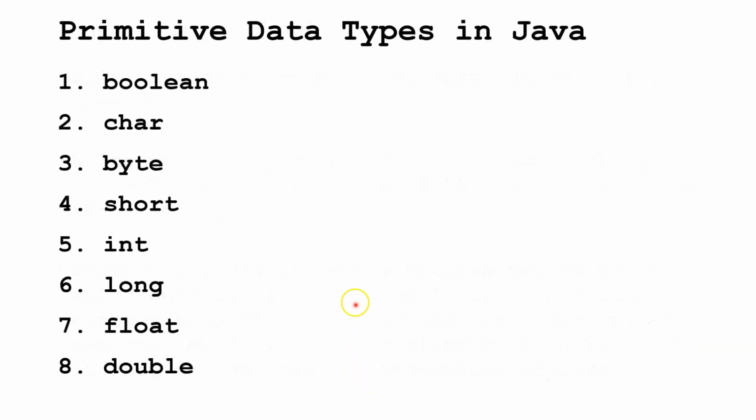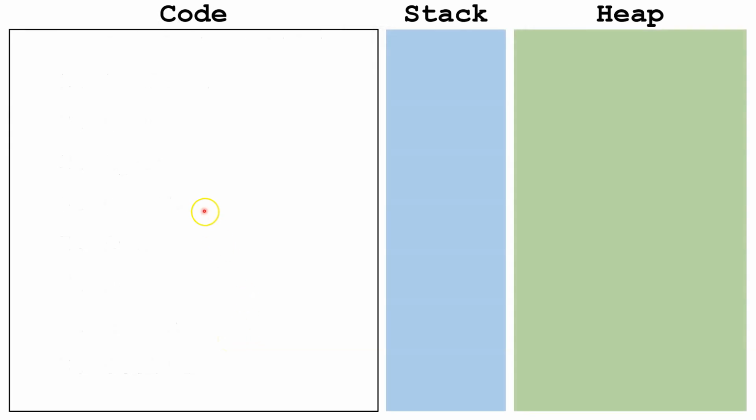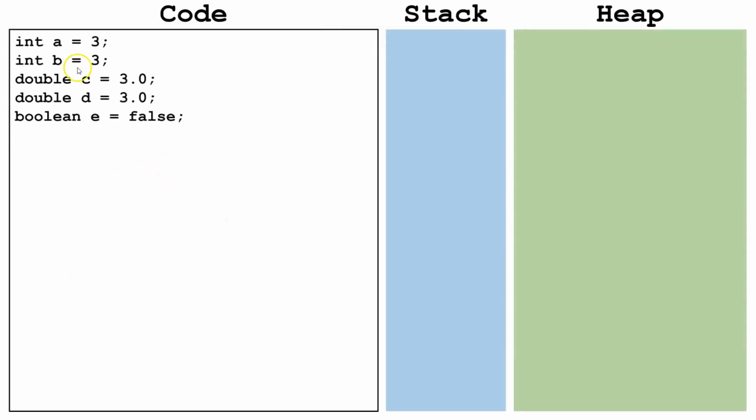Let's start by reviewing the 8 primitive data types in Java: boolean, char, byte, short, int, long, float, and double. We're going to have some examples in the next part about how to compare values of these data types. So let's write some code. First, we'll declare an int a set equal to 3, int b equals 3, double c equals 3.0, double d equals 3.0, and then boolean e equals false. We'll execute this code, and we'll see for primitive type variables, all data ends up on the stack.